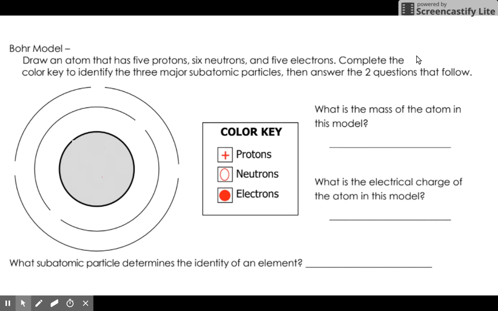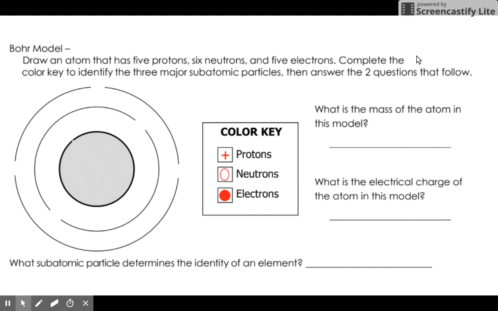So this is the next portion of your sheet. You're going to need 3 colors. Notice that I have indicated what I want my protons to look like, what I want my neutrons to look like, and what I want my electrons to look like. But the instruction says to draw an atom that has 5 protons, 6 neutrons, and 5 electrons. Complete the color key to identify the 3 major subatomic particles. Then answer the 2 questions that follow.